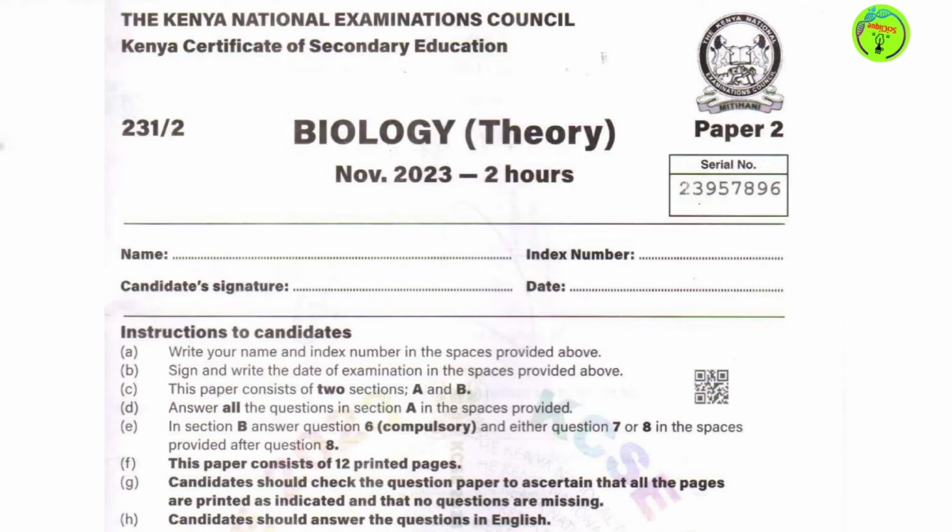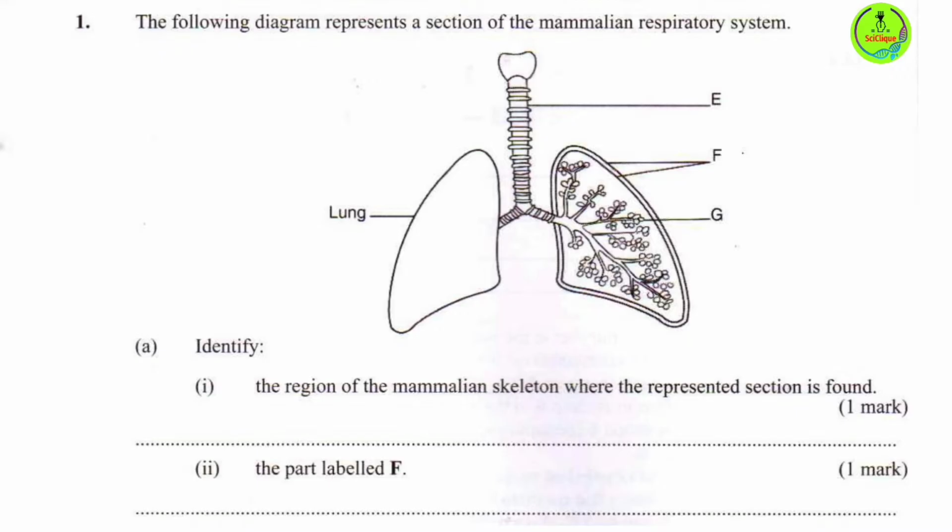Let's revise KCSE 2023 Biology Paper 2. On to our first question. The following diagram represents a section of the mammalian respiratory system. Part A. Identify the region of the mammalian skeleton where the represented section is found. So in short, they're simply asking us, where is this part of the body located? And this is found in the thoracic region.